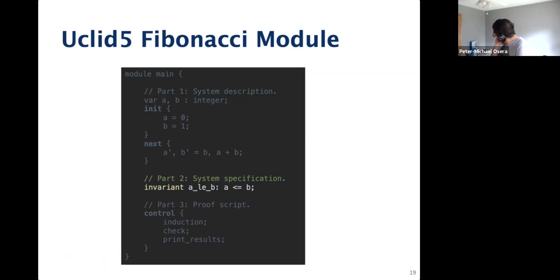Then we want to state the property that we actually want to prove. In this case, we want to prove that a is always less than or equal to b, which would imply that the sequence is always increasing. Finally, we have to tell Uclid how we want to go about proving this specification about this system. Here we're telling Uclid to use induction.